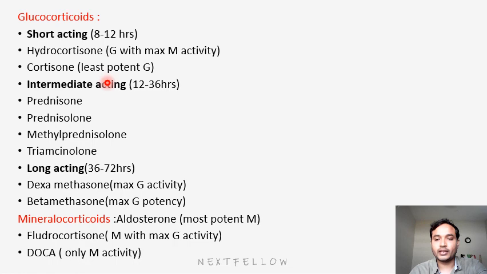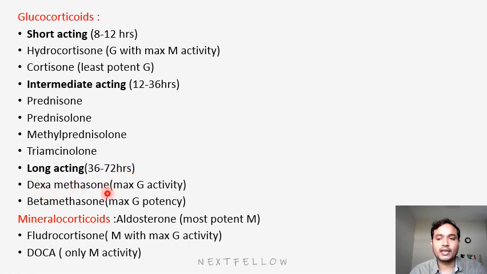Next group will be the intermediate group. The duration of action will be 12 to 36 hours. In this group we'll have drugs like prednisone, prednisolone, methylprednisolone, triamcinolone. Okay. Next will be long acting. They will have a duration of action of 36 to 72 hours. In this group, the main drug will be dexamethasone.